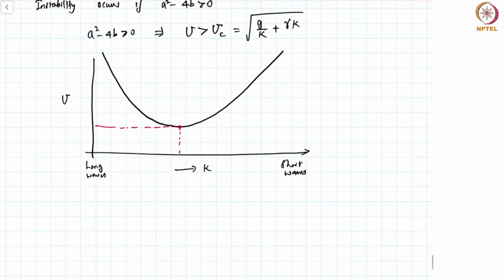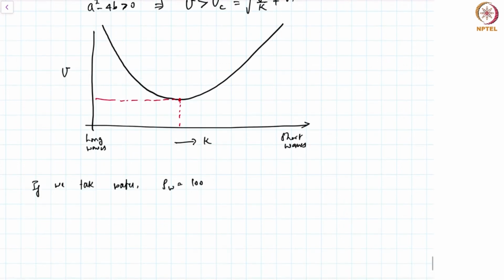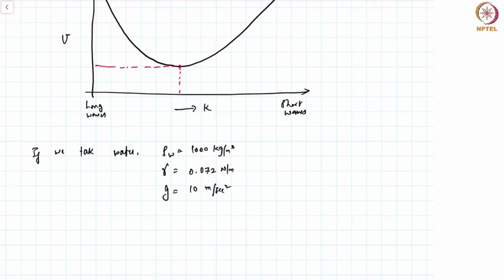So I'll give you some numbers here. For example, we should expect, if we take water with density of water to be 1000 and surface tension of the water-air interface is 0.072 Newton per meter, gravity to be 10 meters per second squared, then we can work out the value of the k. Let's call it k min. The value of the k min, this is my calculation, is coming out to be about 10^3 by root 7, and u min that I am getting is around 7.27 meters per second.